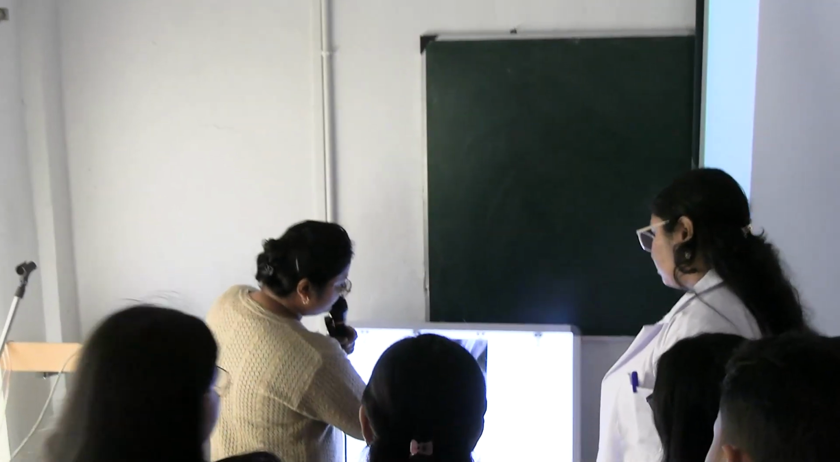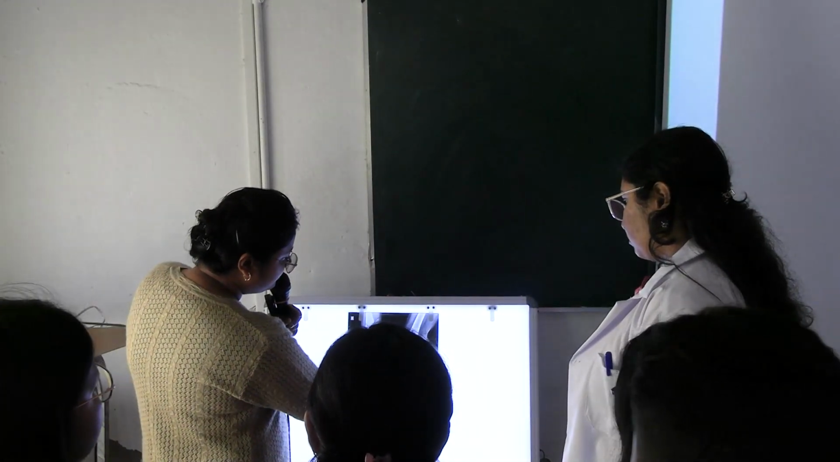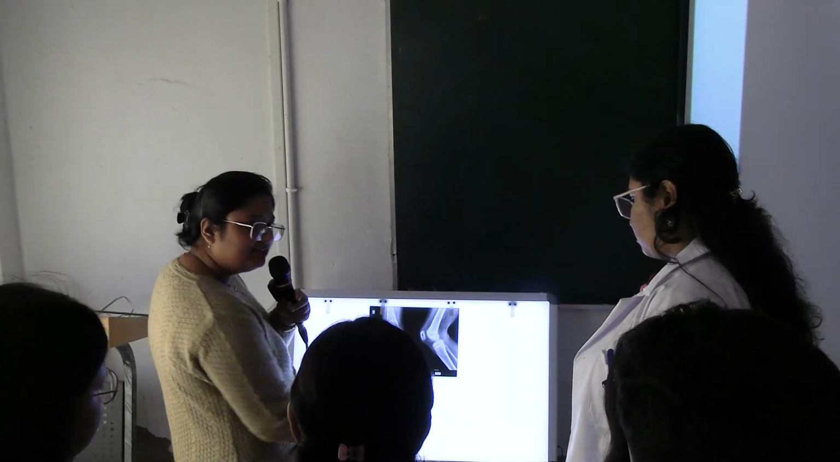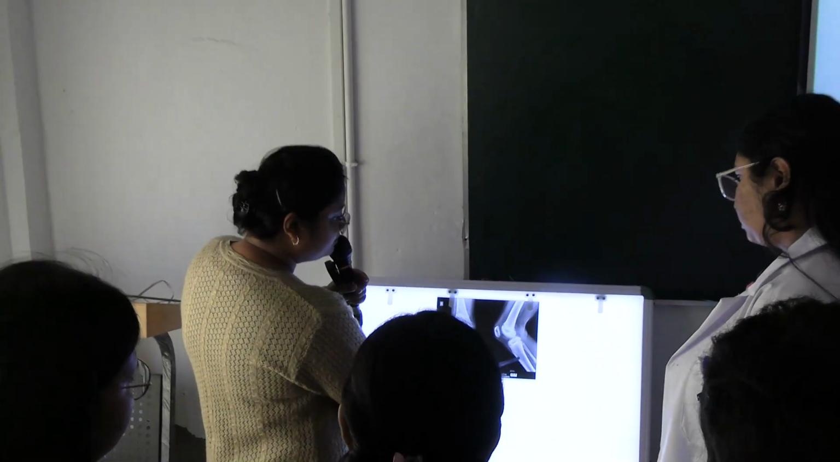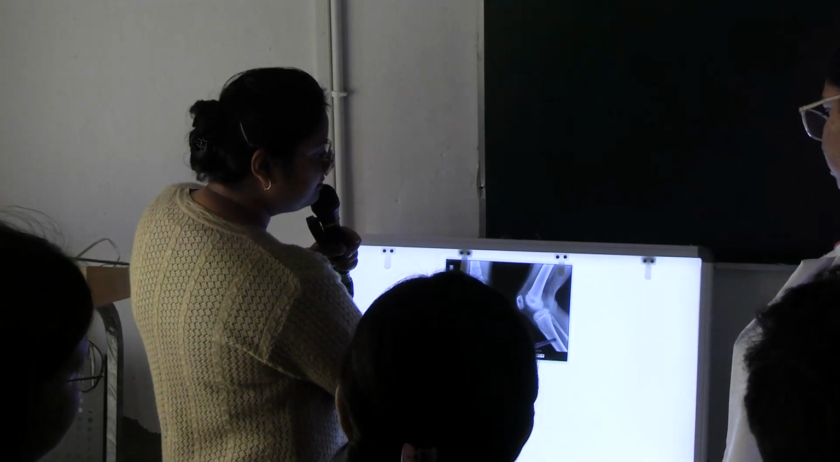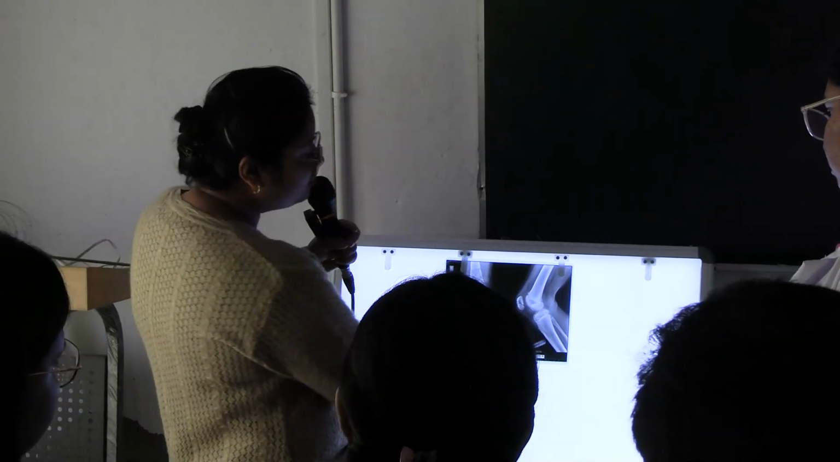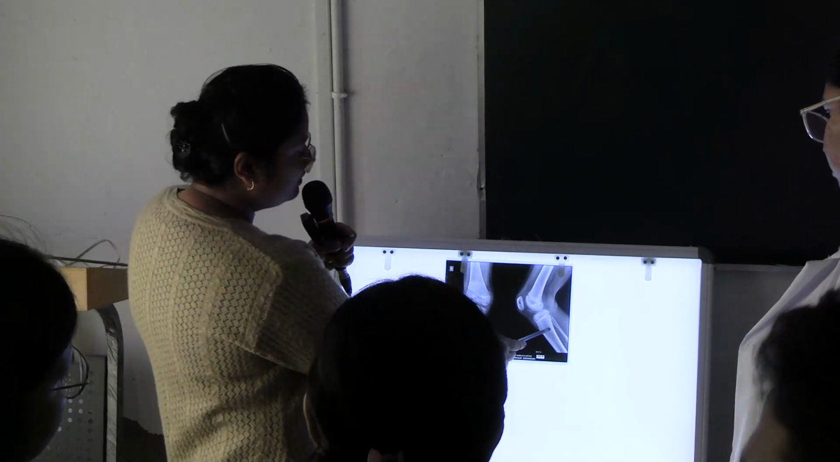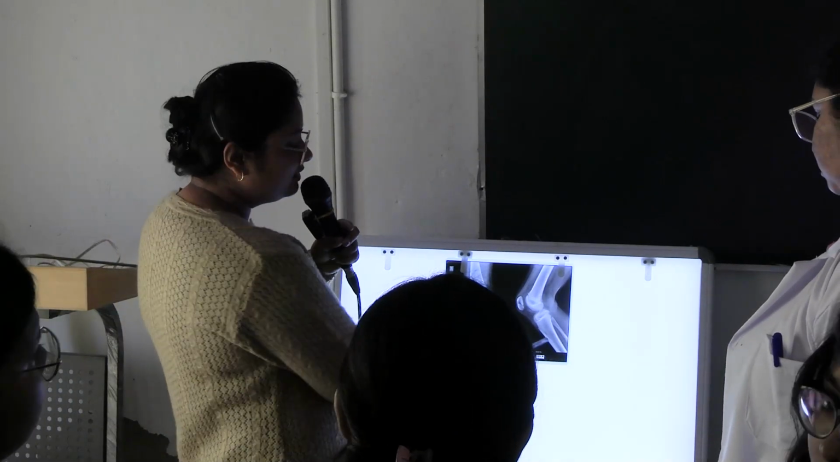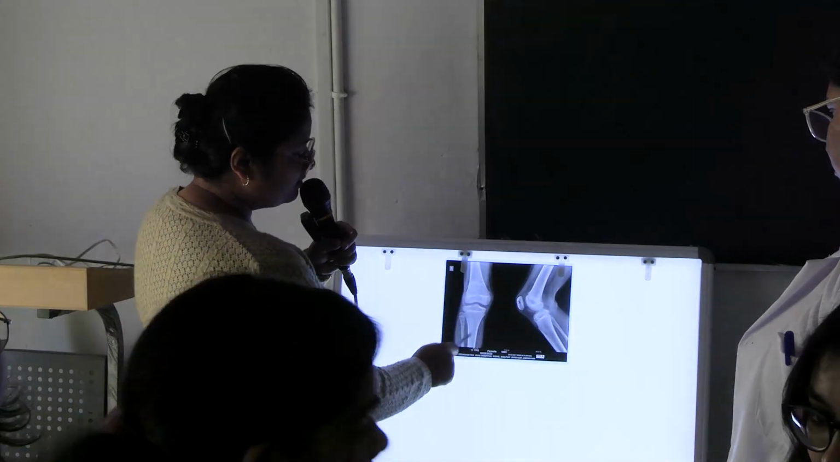And these lines are trabecular lines. You can see here, fine lines are there. These are the trabecular lines. And this is cortex of the bone, and this part is the medulla containing bone marrow. So this is more black than the outer lines. Okay, understood?